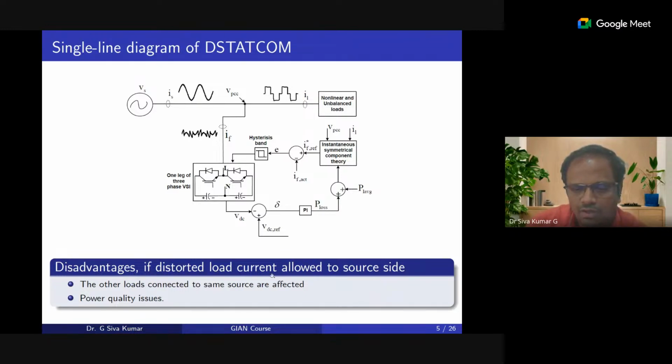If the distorted load current is allowed into the source current, the other loads connected to the same source get affected, because once you allow the harmonics, it pollutes the PCC voltage. Because of that, it is not going to give a satisfactory performance.